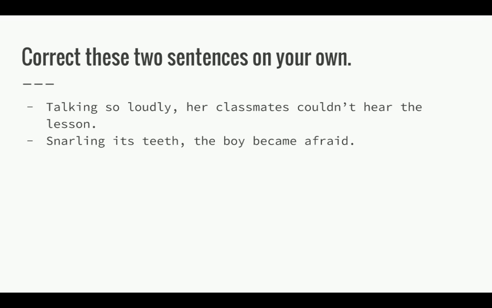So I want you to write these two sentences in your notebook and correct them on your own. See if you can do them on your own. Number 1 is talking so loudly her classmates couldn't hear the lesson. And the second one is snarling its teeth, the boy became afraid. So correct them, make the modifiers no longer dangle, and I will be checking them tomorrow.